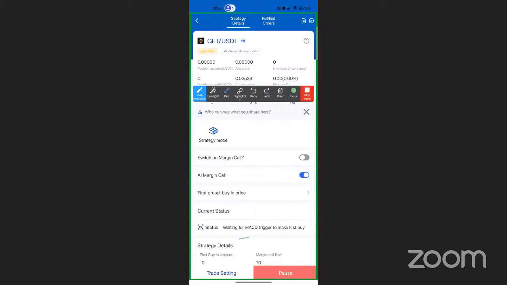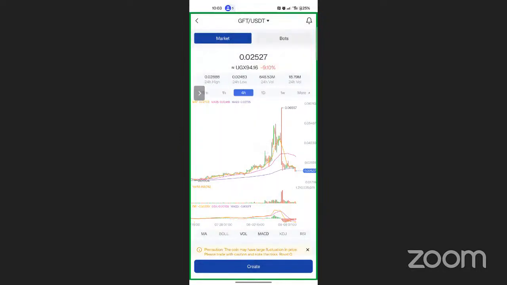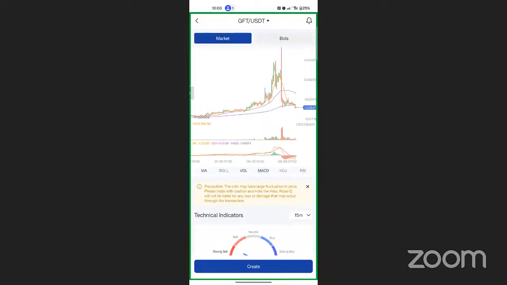Then you tap start. You see what it's saying? The robot is waiting for the MACD to trigger the first buy. So I don't need to be on the chart. Where is MACD? Now I'm showing you MACD, friends. Can you see the MACD? Where is the crossover planning to happen? It's planning to happen below.